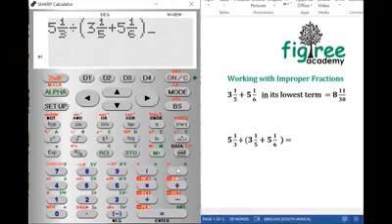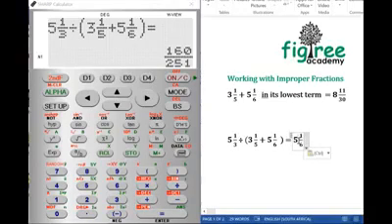If you have an old one, make sure you are using the A over B button. So this is not an improper fraction, this is a proper fraction. My answer here will be 160 over 251. I can change that to a decimal. So 160 over 251, that will be my answer.